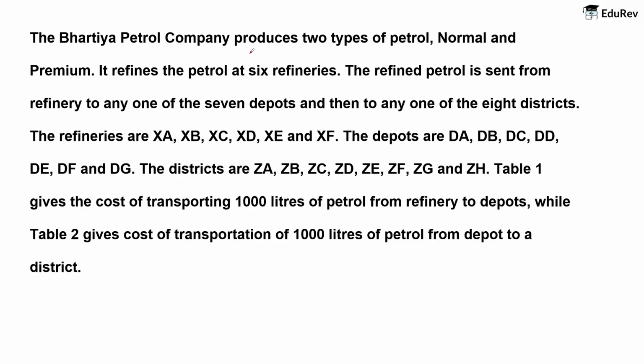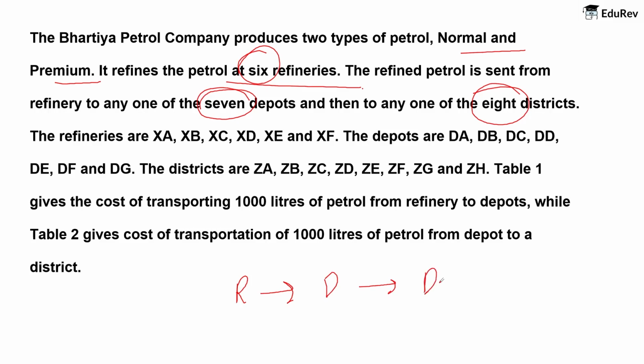The question says the Bhartiya Petrol Company produces two types of petrol, normal and premium. It refines the petrol at six refineries. Important word, let's circle it. The refined petrol is sent from a refinery to any one of the seven depots, and then to any one of the eight districts. So petrol goes from refinery to depot, and from depot to a district. This is the chain.